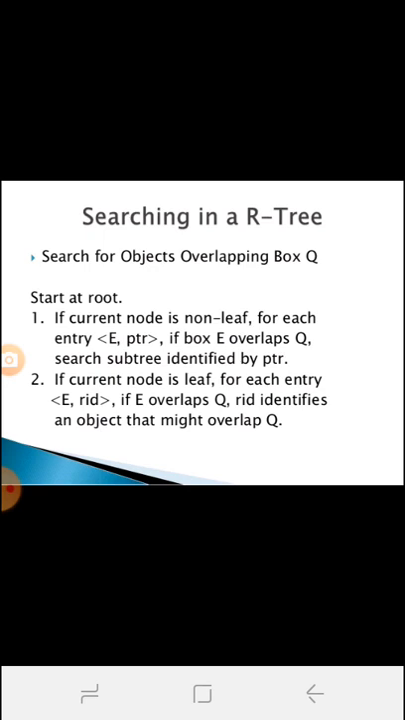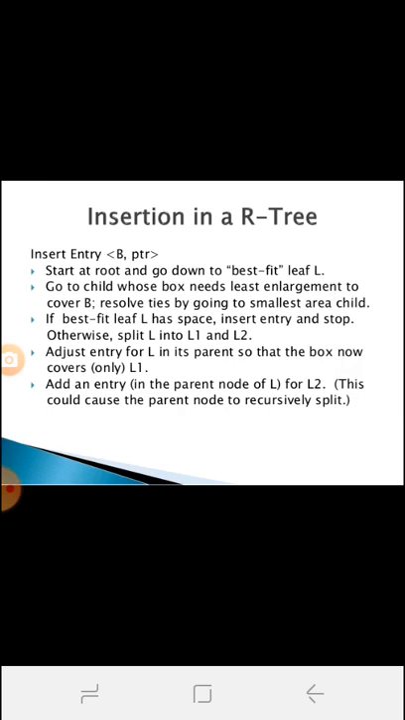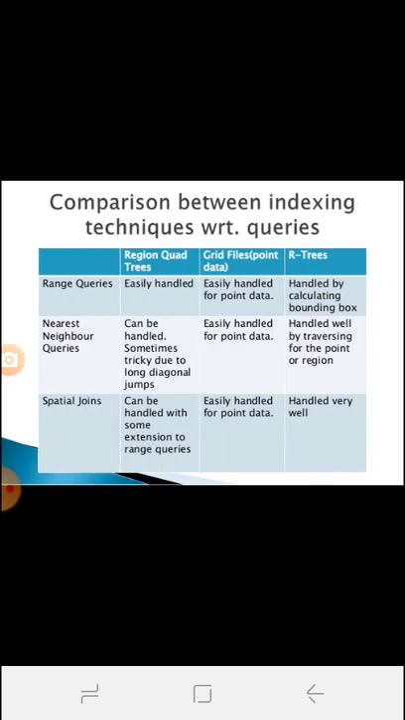Then searching, how R trees are searched. If the current node is non-leaf, then for each entry that overlaps, we search it. If the current node is a leaf, for each entry we identify the object that overlaps. Then how to insert into the tree? Starting from the root node, we insert using the best fit method, going to the child box that needs the least enlargement to cover B. Then comparison between indexing techniques and queries.